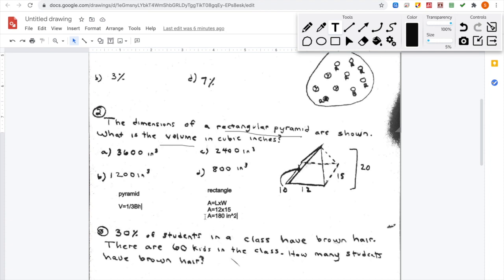So what we know is that this A, this capital A, is actually the same as capital B. In other words, the area of the base, we're going to put where it has big B. So we can replace this over here. Volume equals 1/3, 180. And now we're talking about the pyramid. We're not talking about the height of the triangle. We're talking about the height of the whole pyramid. The height of the whole pyramid is 20.